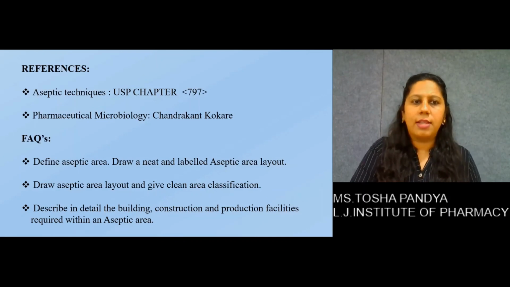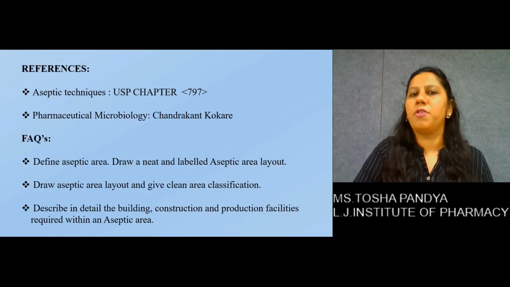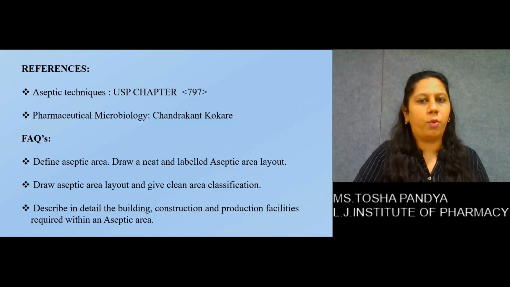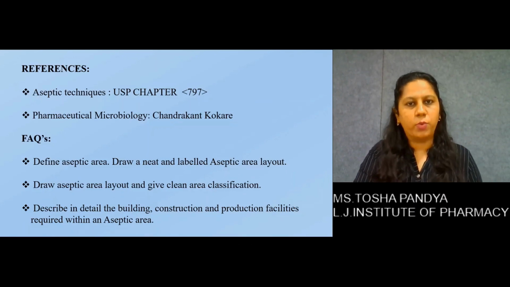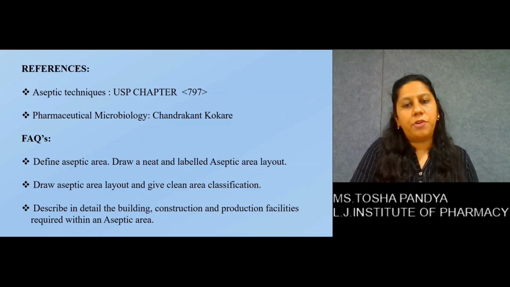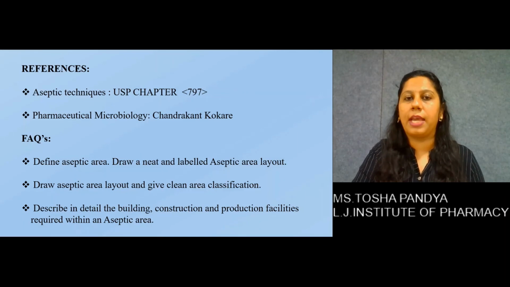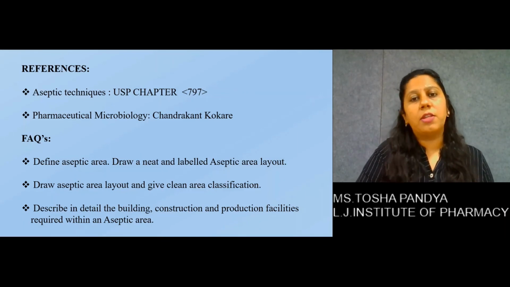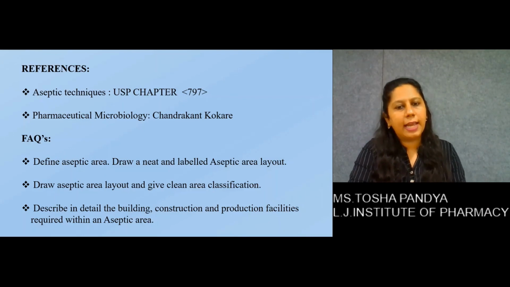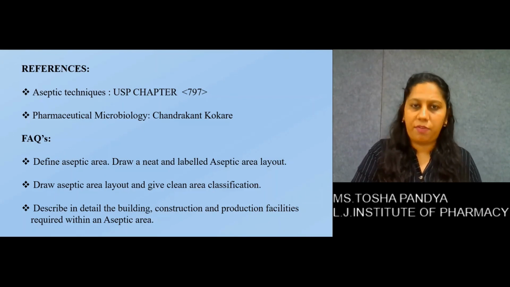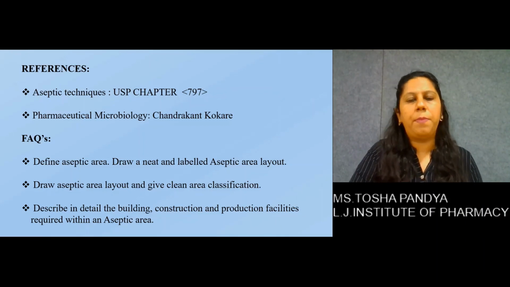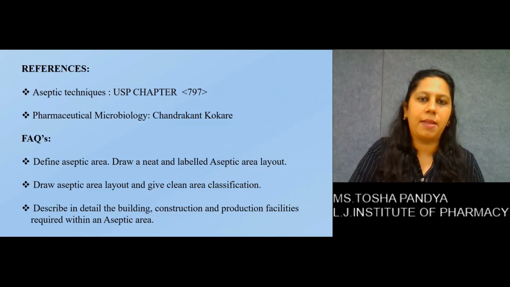The references in this section are Aseptic Techniques USP Chapter 797 and Pharmaceutical Microbiology by Chandrakant Kokare. You have three frequently asked questions from this section. Define aseptic area and draw a neat and labeled aseptic area layout. You must be thorough with the layout of the aseptic area. Draw the aseptic area layout and give the clean area classification. And third, describe in detail the building, construction, and production facilities required within an aseptic area.